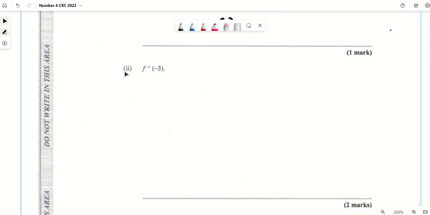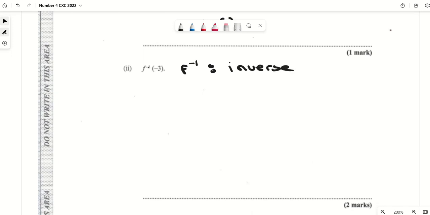Okay, so now the second question is f to the power minus 1. That just means, let me write it down, f to the minus 1 means you have to find the inverse of function f, right? So when you see f to the negative 1, it means to find the inverse. So basically, they're telling you to find f inverse of minus 3. Yeah, so before we do this, where we put minus 3 wherever we see x, we have to find f inverse x.